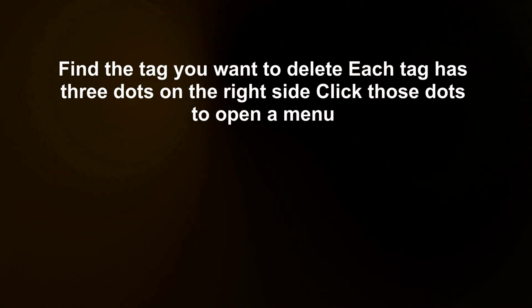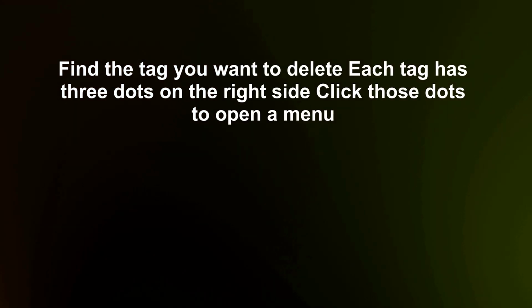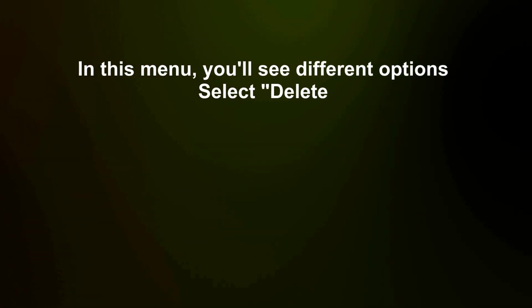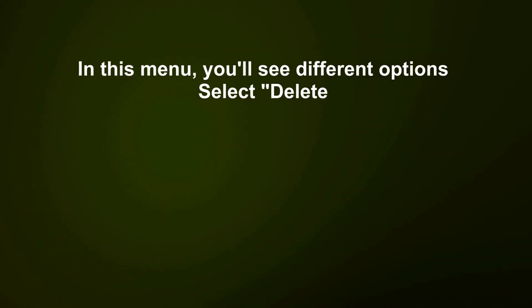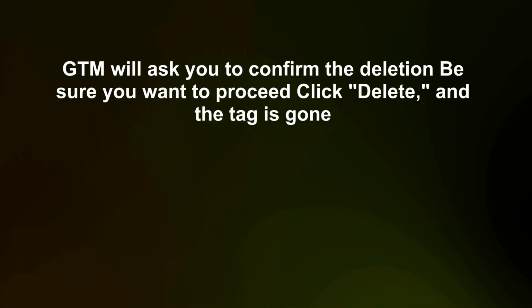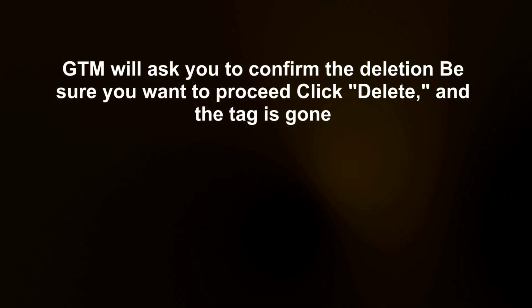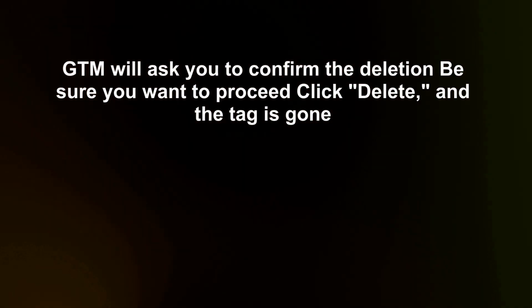Each tag has 3 dots on the right side. Click those dots to open a menu. In this menu, you'll see different options. Select Delete. GTM will ask you to confirm the deletion. Be sure you want to proceed. Click Delete, and the tag is gone.